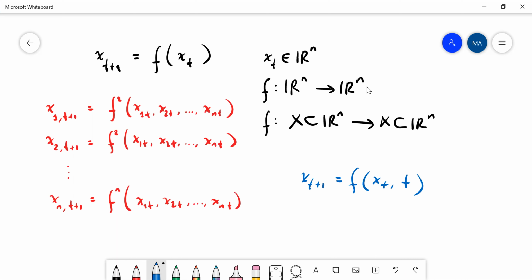I can even write the system more generally by writing this. So this would be a non-autonomous system. When t is there, it is a non-autonomous system, but there's a way to make this system autonomous. All right, and I will show you that.